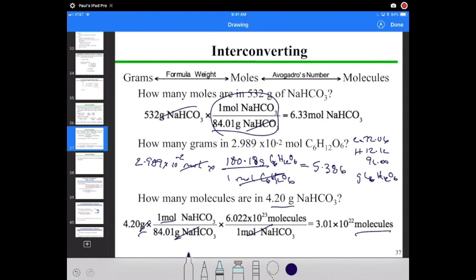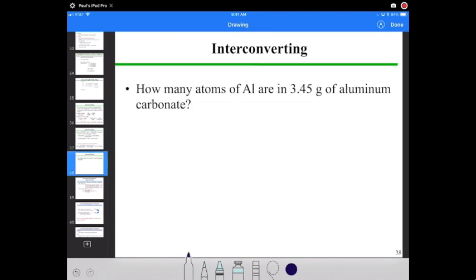All right. Go ahead and pull out a piece of paper and tell me how many atoms of aluminum are in 3.45 grams of aluminum carbonate. There's going to be one more step. You're going to need one more conversion factor to solve this problem. But you should have enough information to identify what piece of information you need.